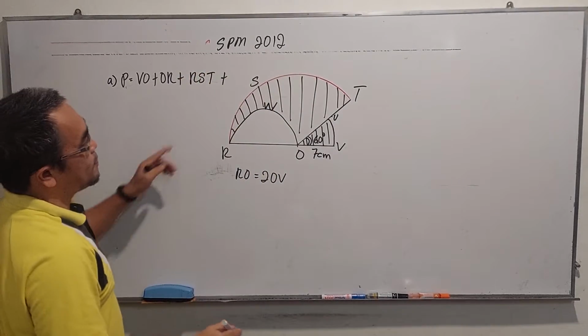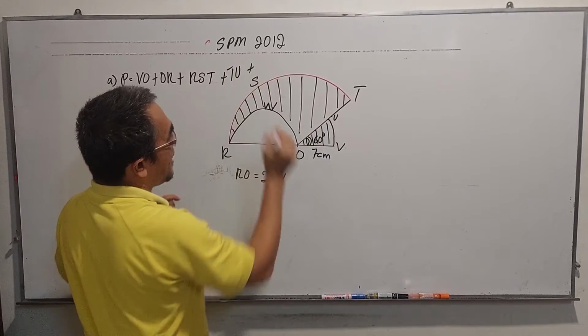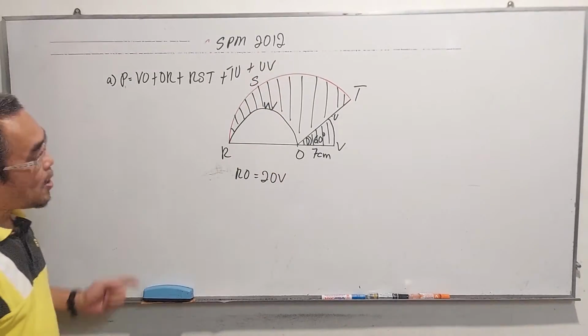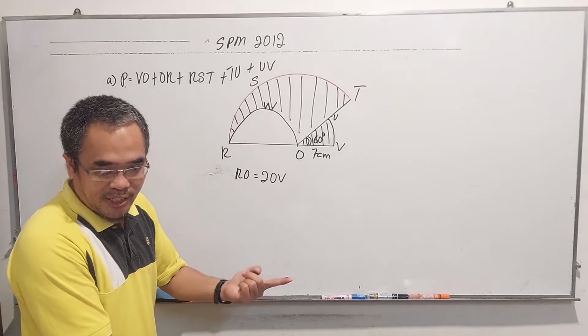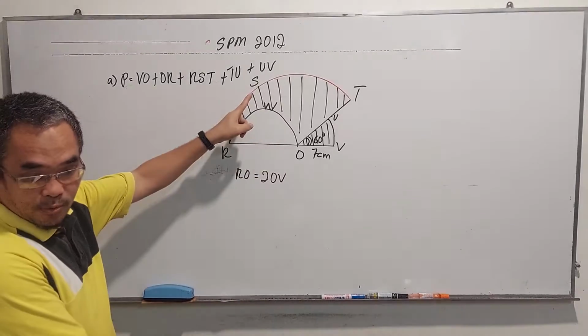plus TU plus UV. Alright, so you get the whole perimeter. Not the perimeter of the shaded region, but the perimeter of the whole diagram. So this is the one.